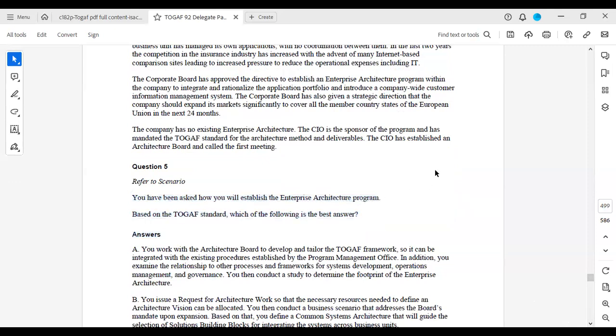You have been asked how you will establish an enterprise architecture program based on the TOGAF standard. Which of the following best answers? So the scenario is given to you, and based on the scenario, the question is given to you. How many answer options do you have? 4, correct. Whatever answer you choose should be the answer to this particular question. Now, 3 answers are correct and 1 answer is wrong. So you have the best answer, the second best answer, and the third best answer.